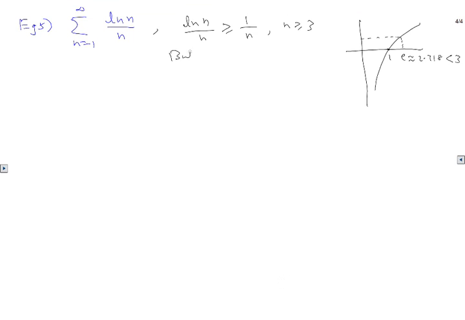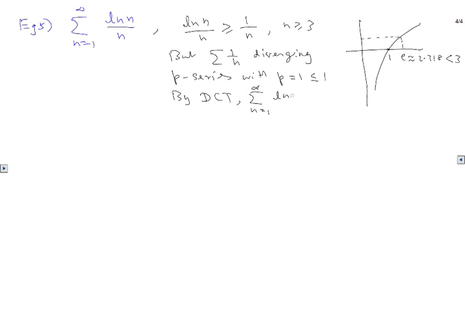But we know that the sum of 1 over n diverges. So we can say it is a diverging p series, and you need to state the p value: p equals 1, so p is less than or equal to 1. That's what the test is. So therefore, by the direct comparison test, the original series is going to diverge.